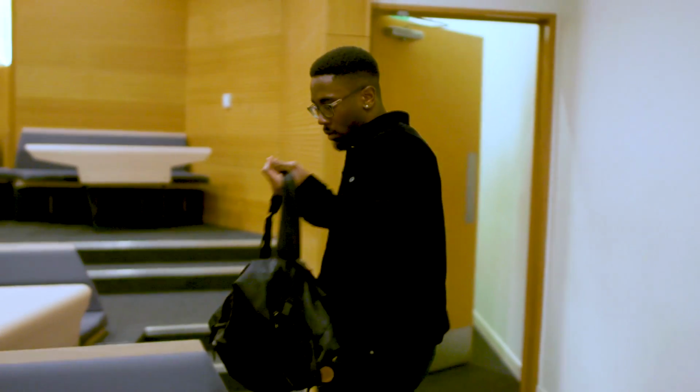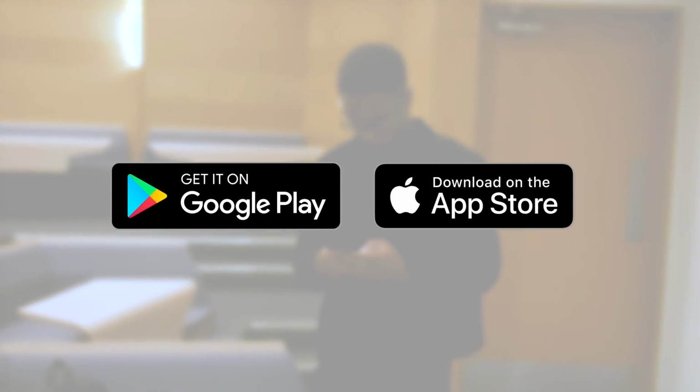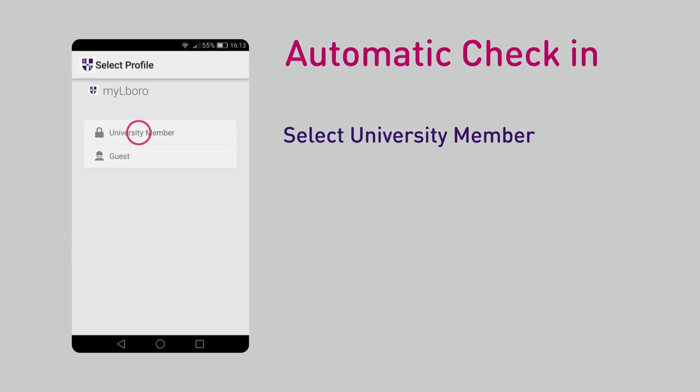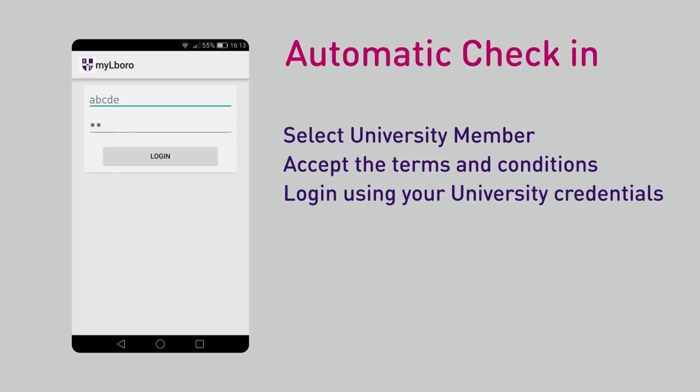To automatically register your attendance in classes, you first need to download the latest version of the app from Google Play Store for Android or Apple App Store for iOS devices. When you open up the app, select University Member, accept the terms and conditions and log in with your university credentials.